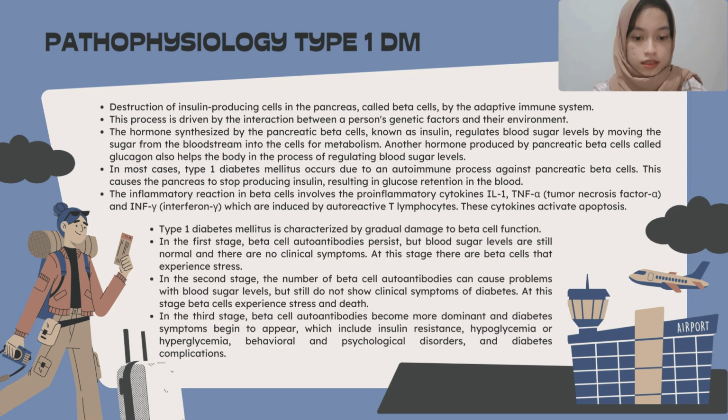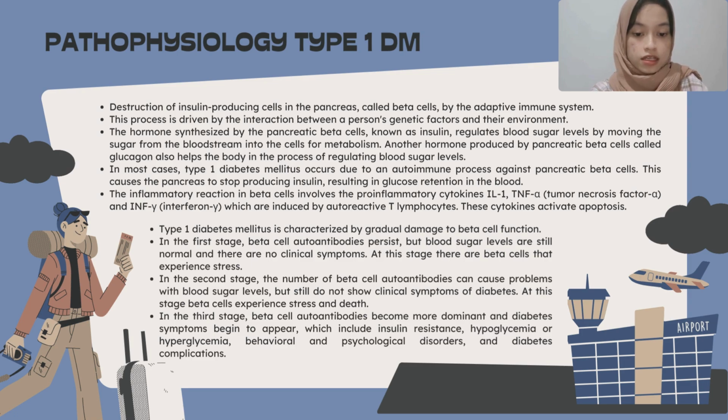Type 1 diabetes mellitus is characterized by gradual damage to beta cell function. In the first stage, beta cell autoantibodies persist, but blood sugar levels are still normal and there are no clinical symptoms. At this stage, there are beta cells that experience stress. In the second stage, the number of beta cell autoantibodies can cause problems with blood sugar levels, but still do not show clinical symptoms of diabetes.